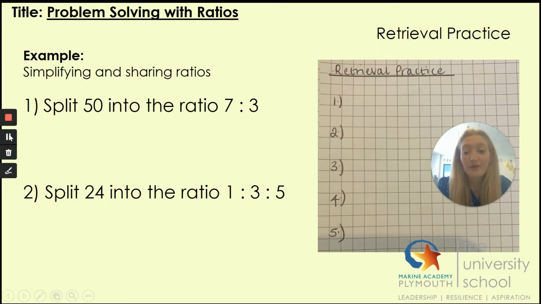Okay, so before we start with the main bulk of the learning, we're going to do some really important retrieval practice of those key skills that we need to unlock the learning for today. So if you're having a look at these 2 questions here, splitting ratios, and you can't remember how to do it or you're not 100% sure, stop the video now and watch that level 2 video. If you're feeling confident, get this written down, retrieval practice underlined, numbers 1 to 5, and get ready for our retrieval practice quiz.